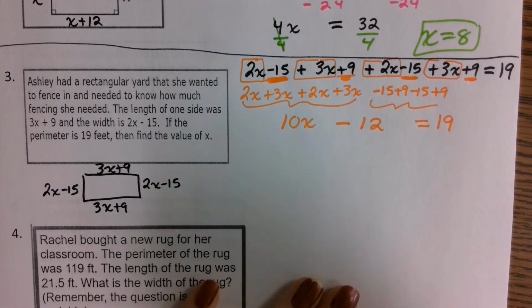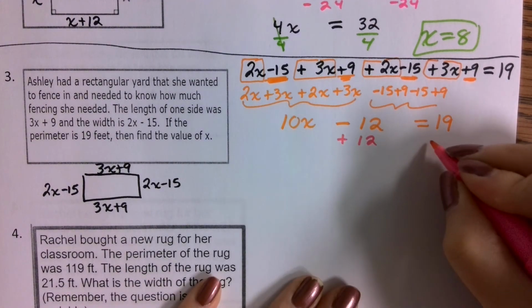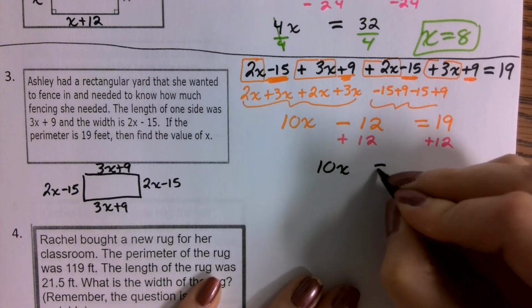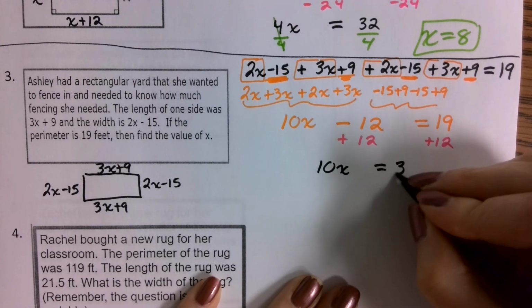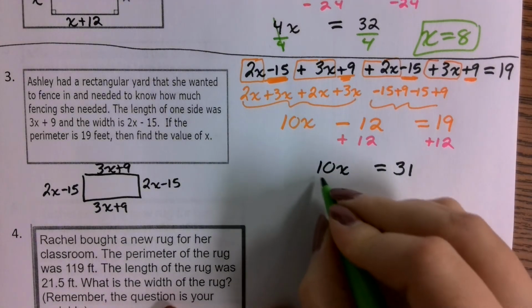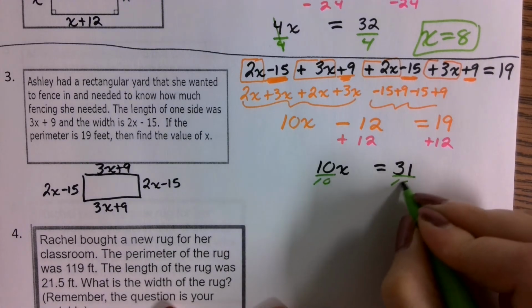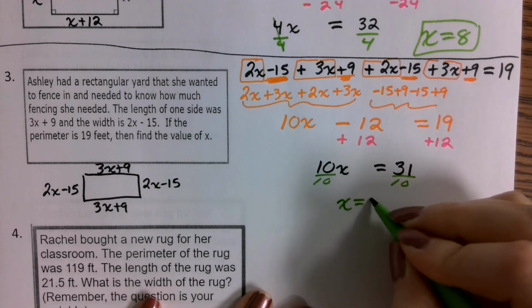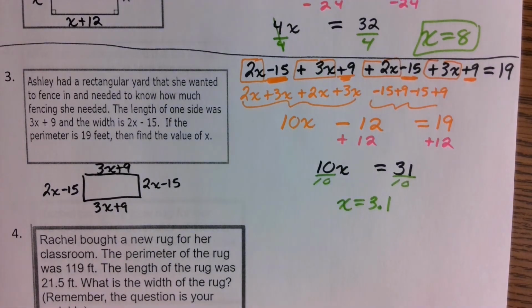Then we can start solving. We'll add 12 to both sides. That gives us 10x is now equal to 31. And then we're going to divide both sides by 10. Okay, and that'll give us x is equal to 3.1. Okay, take a moment, get that written down.